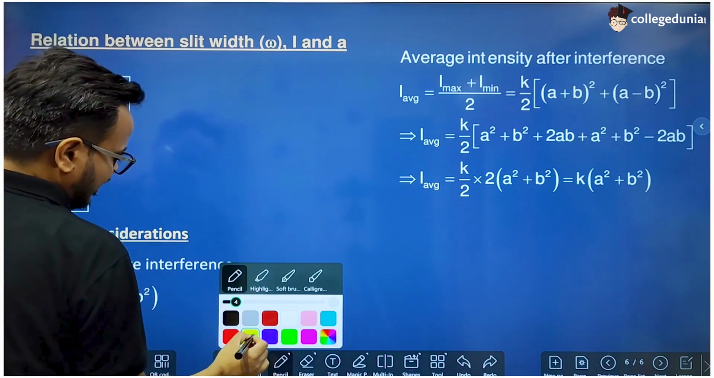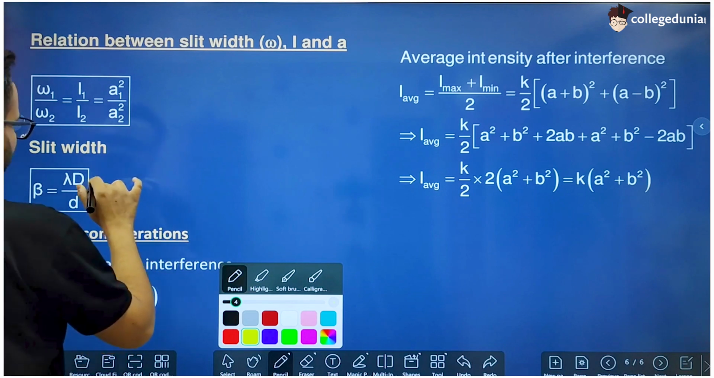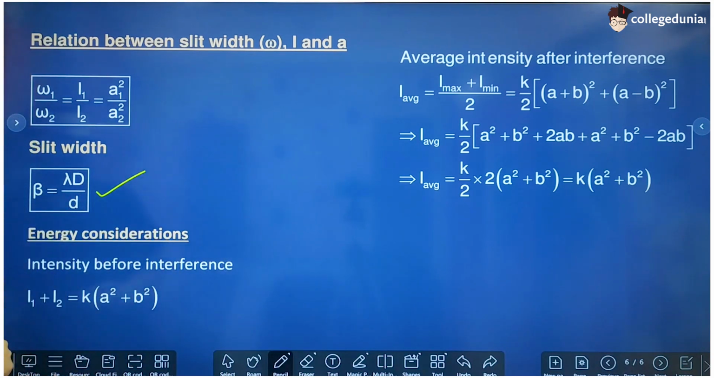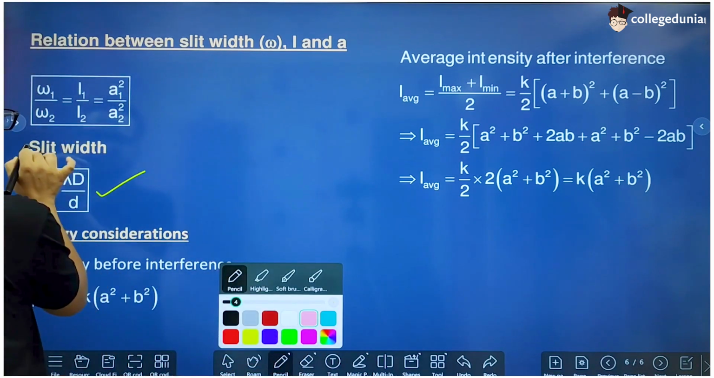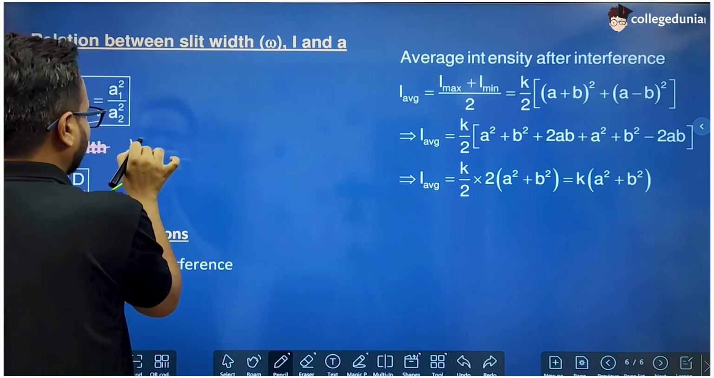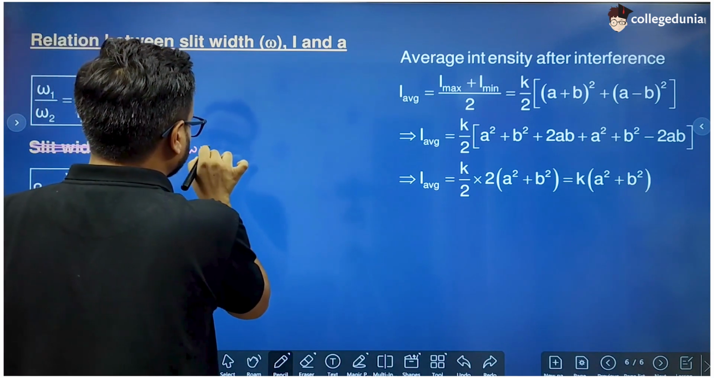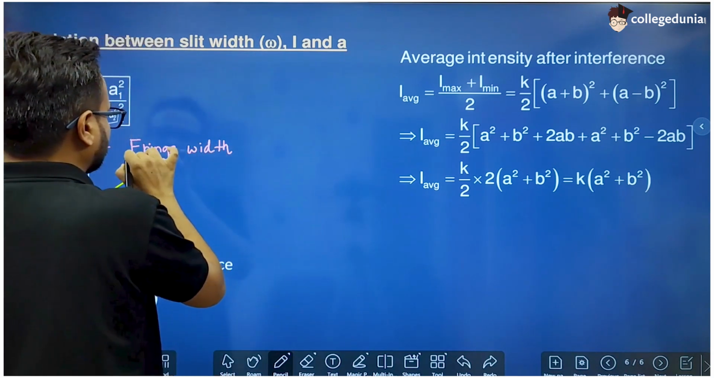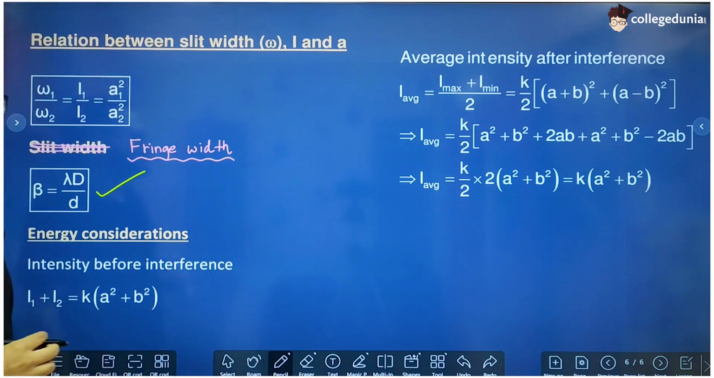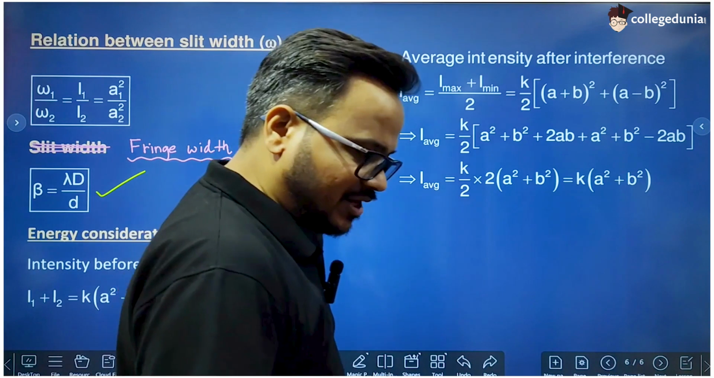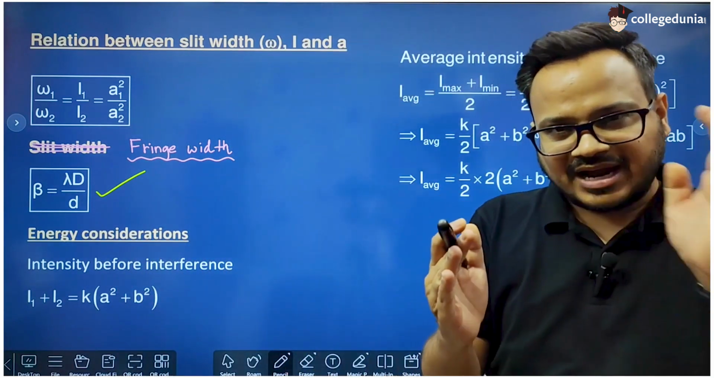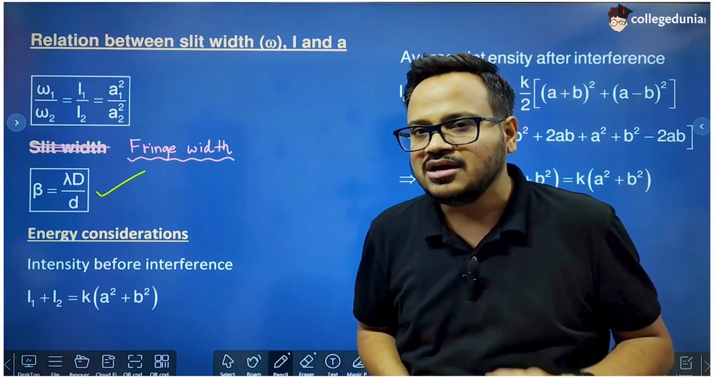There was another very important derivation now, which is not in syllabus anymore, which is the derivation of the fringe width. These light and dark bands are also called fringes. So the width of one fringe is lambda D by d, where lambda is the wavelength of the light used, capital D is the distance between the slits and the screen, and small d is the distance between the slits.